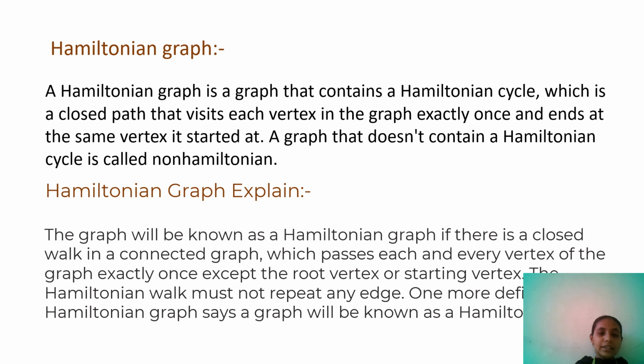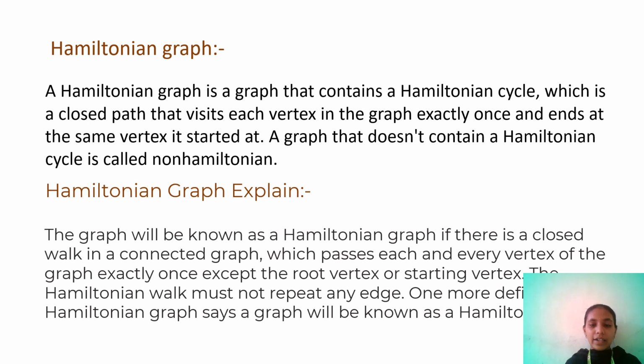Hamilton graph. A Hamilton graph is a graph that contains a Hamilton circuit, which is a closed path that visits each vertex in the graph exactly once and ends at the same vertex it started at. A graph that does not contain a Hamilton cycle is called non-Hamiltonian.